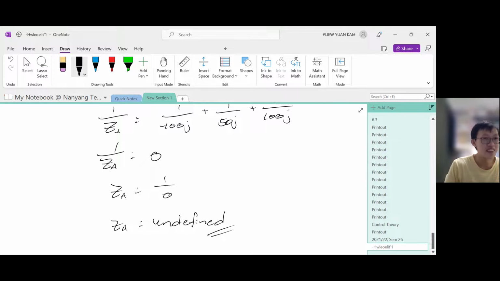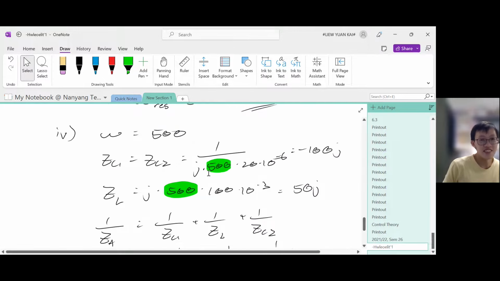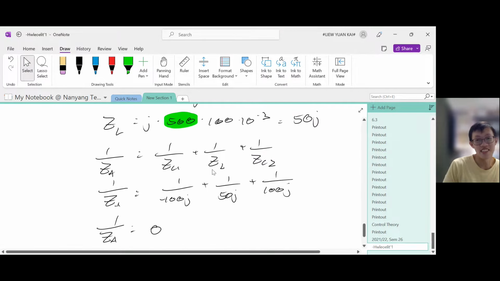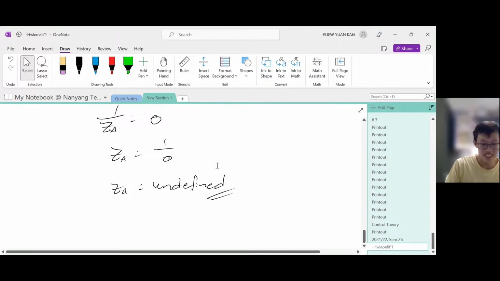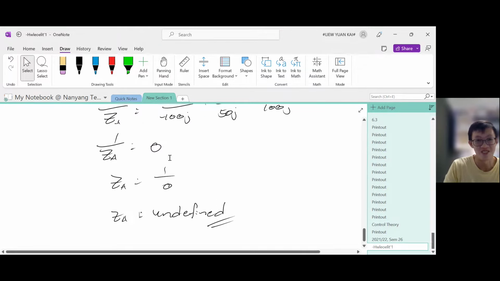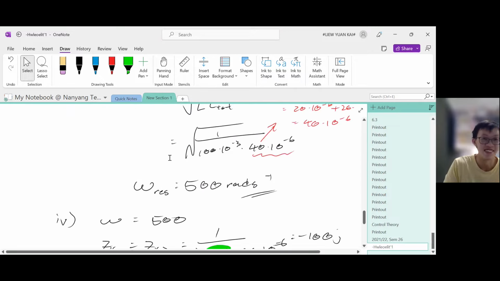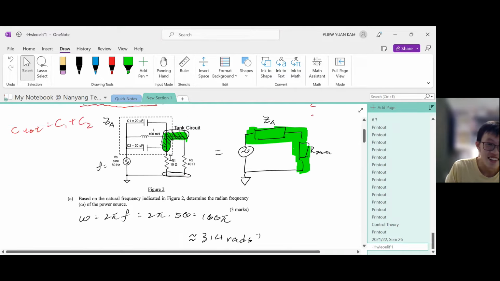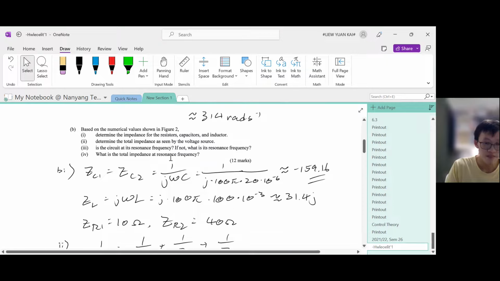Apparently for an RLC circuit, when it's at resonance, the impedance is indeed undefined. I thought this was crazy. I checked this with Professor Colin. He said, yes, it is the answer. So yeah, take it as it is. I didn't get this answer correct when I was doing this paper. So it is what it is. I guess I'll move on to the next question.